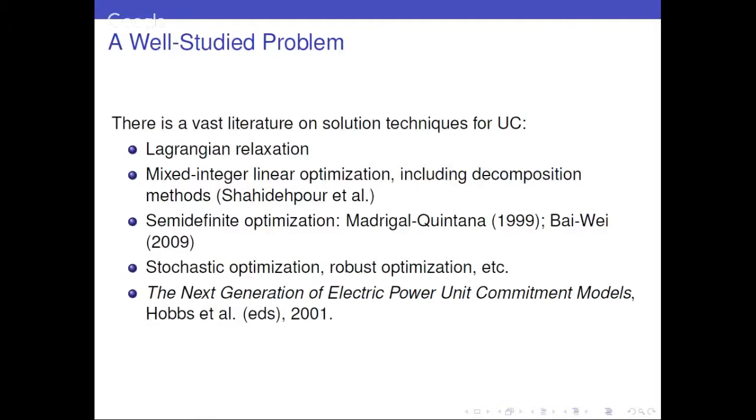With the improvement of software and solvers, the standard in the industry now is to use mixed integer linear optimization. And basically, most of the time, the solver stops fast enough that you can get an optimal solution to within a pretty small gap.